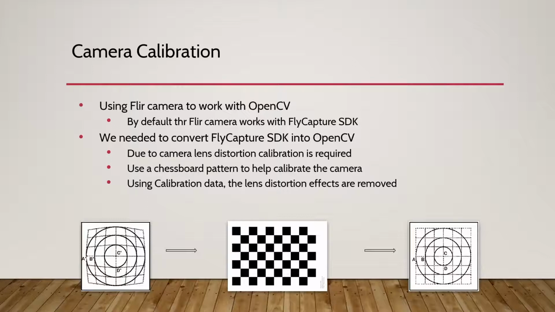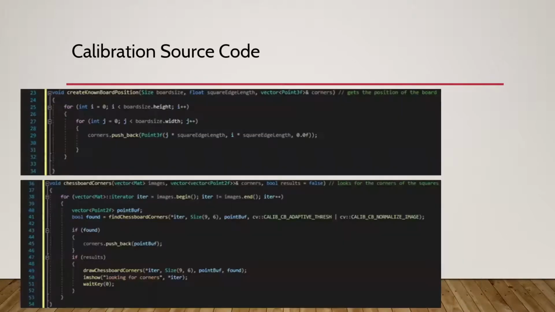And once we get the calibration data from the code, we will be able to fix the distortion effects. Moving on to calibration source code, we could see two functions here. The first function is getting the position of the board at any angle, so the camera will be consistently looking for the board. The second function is to look for the corners of the chessboard, like the black squares, so it can track them and get a grid onto it to calibrate it.